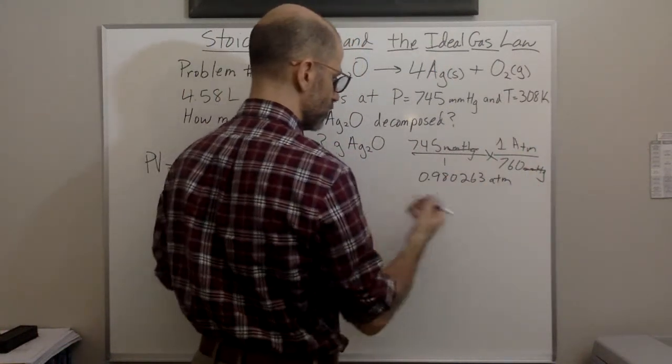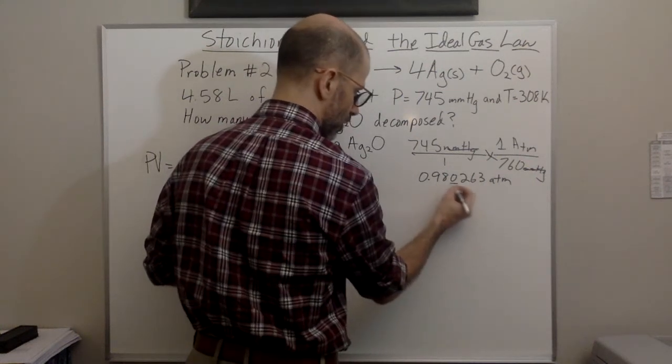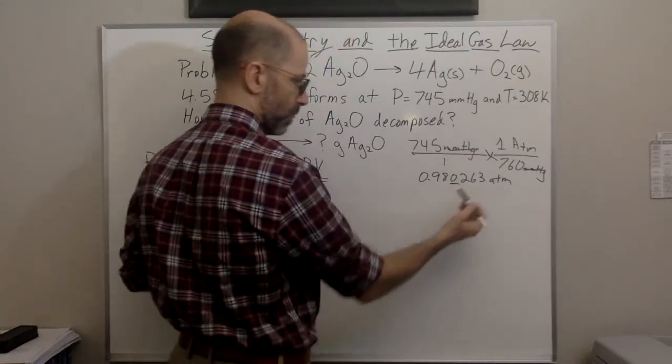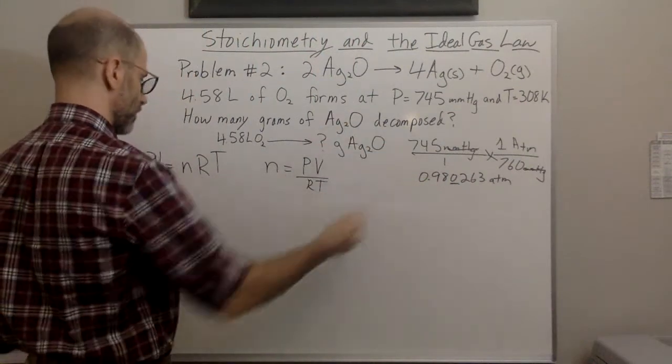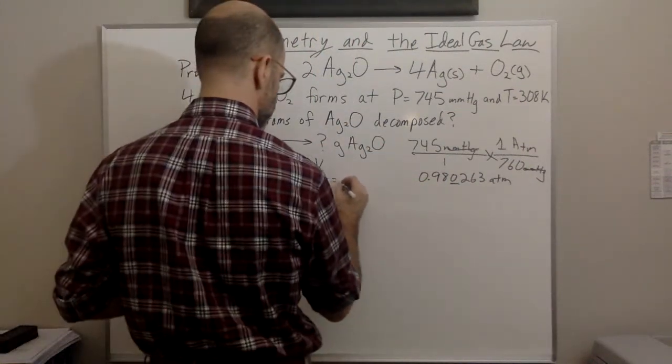So we have 3 sig figs. So our answer should have 3 sig figs. 1, 2, 3. Underline the 0. I can keep the 2 or more to avoid rounding mistakes. So now I have the atmospheres. I can plug everything into this equation.